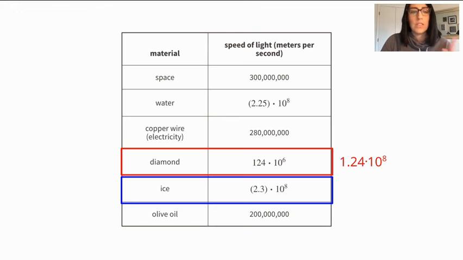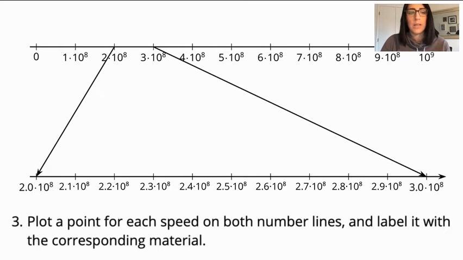So let's go back here. We found the values for diamond and ice. We're going to go ahead and plot them here on the number line. So we can say ice falls here, and then diamond actually doesn't fall on that subdivided piece, which is actually question number 4. It says there's one speed that you cannot plot on the bottom number line. That's the diamond because it doesn't fall in that subdivided part.